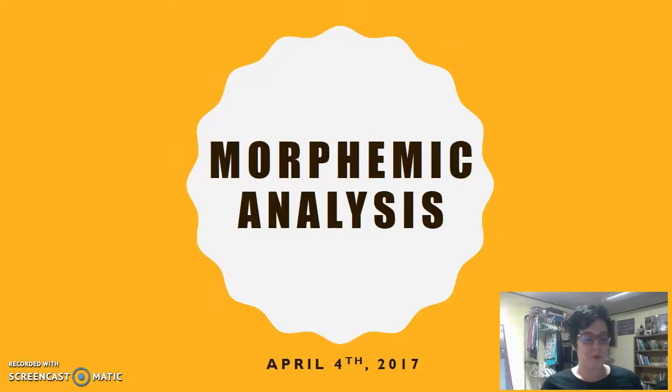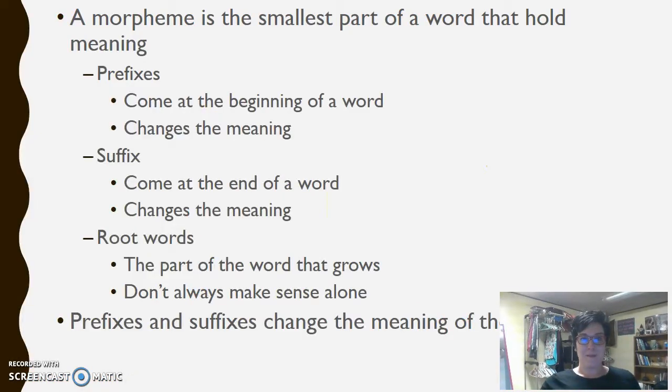Alright, boys and girls, we're going to change gears a little bit and start talking about some reading. Today we're going to talk about morphemic analysis, which is just a bunch of big words, which means we're breaking apart words to figure out what they mean. So a morpheme is what we call the smallest part of a word that holds meaning.